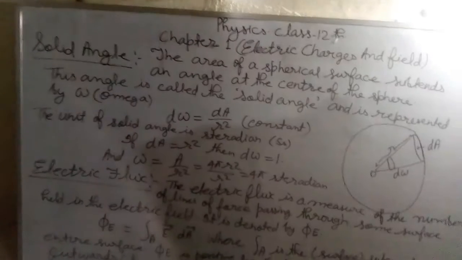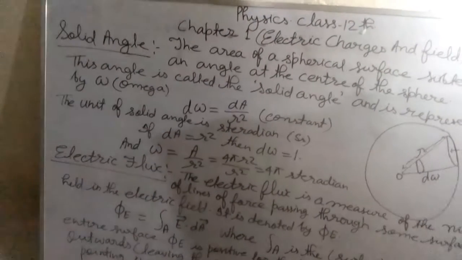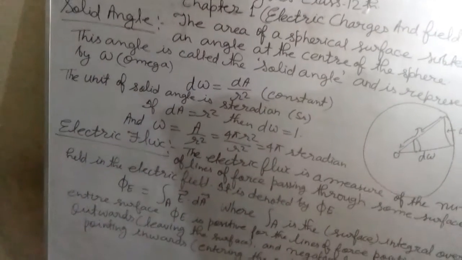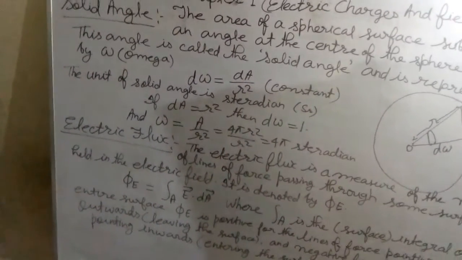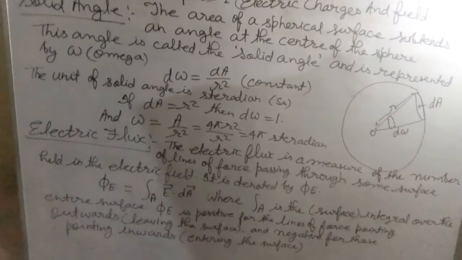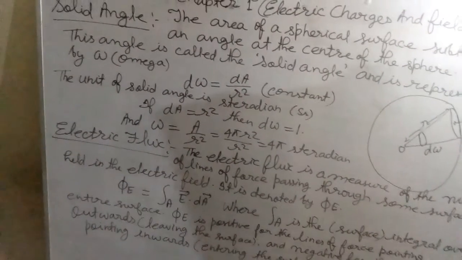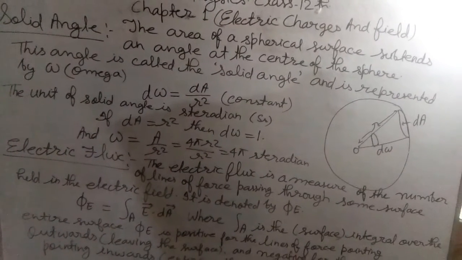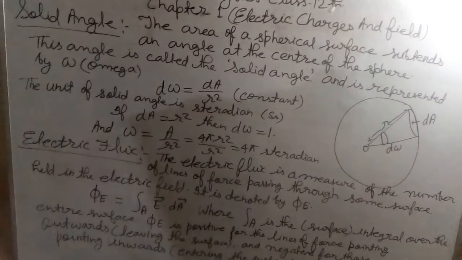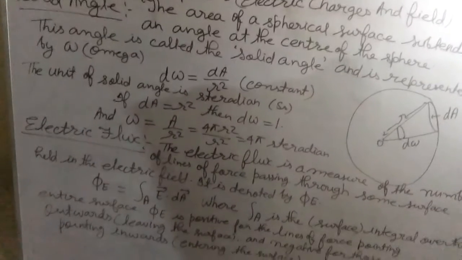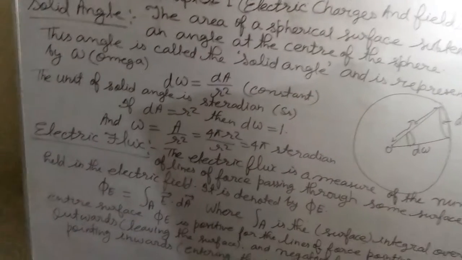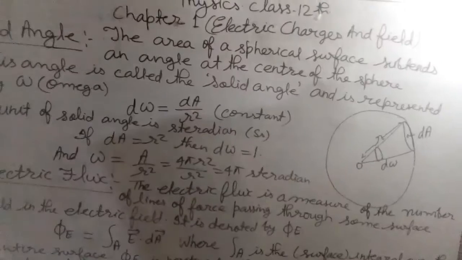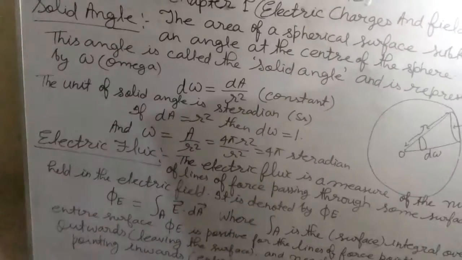Today we will study about solid angle. What is solid angle? We have studied about plane angle. And solid angle: the area of a spherical surface subtends an angle at the center of the sphere. The angle is called the solid angle and is represented by omega.